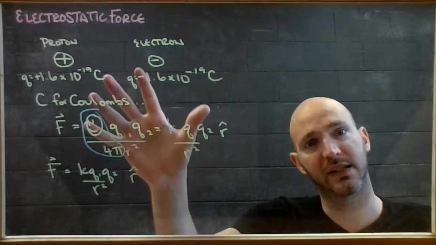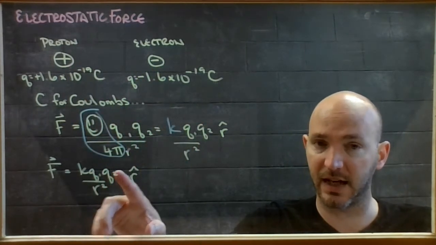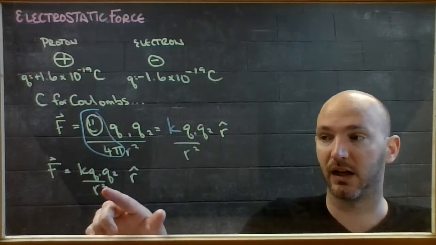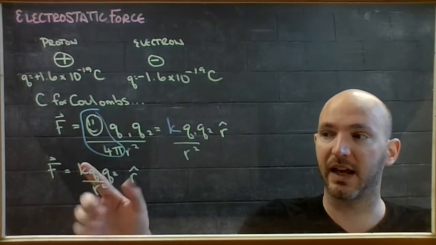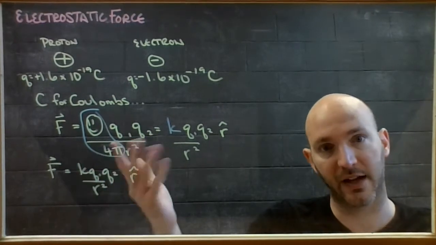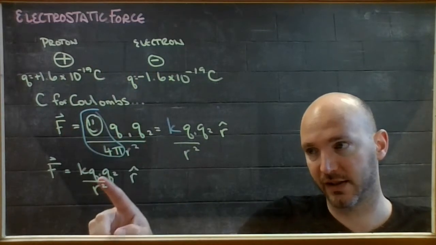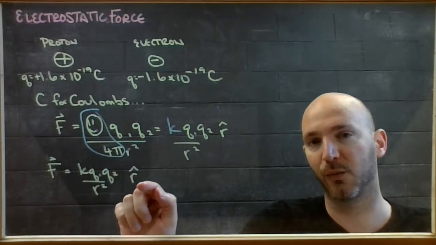So if I look at this particular pairing, I have a positive and a negative. If I put a positive here and a negative here and I multiply them, I'm going to get a negative result. R squared is always positive, so that won't change it. And K is just a constant, so its value doesn't flip-flop. So if I put mismatched charges, like a positive and a negative, I get a negative answer for my force. Negative in the radial direction.